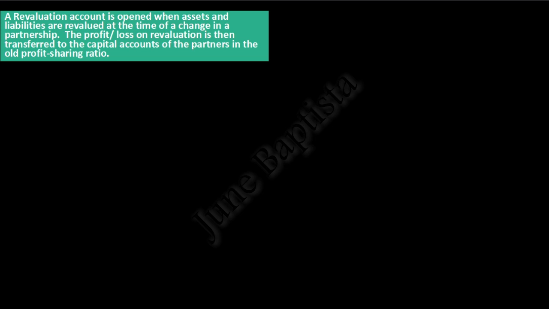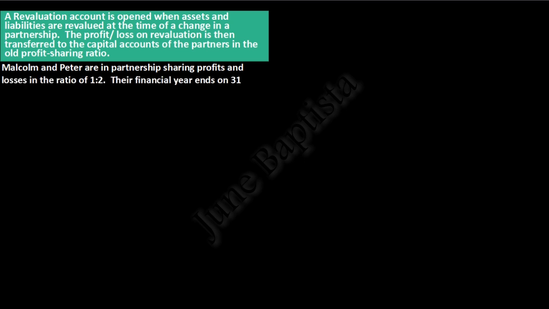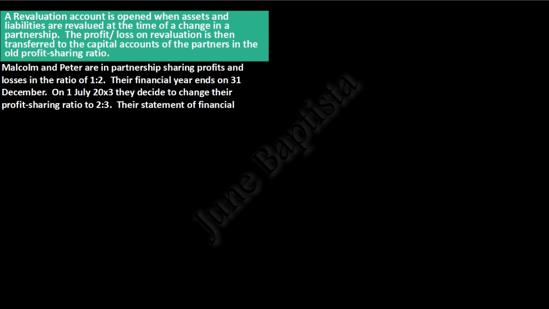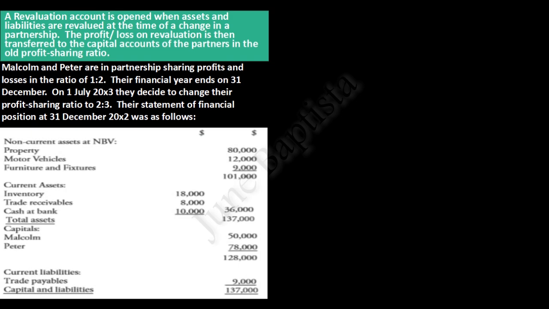Here is an example taken from my book, Revising AS Accounting, a study guide. Malcolm and Peter are in partnership, sharing profits and losses in the ratio of 1:2. Their financial year ends on the 31st of December. On the 1st of July 20x3, they decide to change their profit-sharing ratio to 2:3. Their statement of financial position at 31st December 20x2 is given below. Study it carefully.